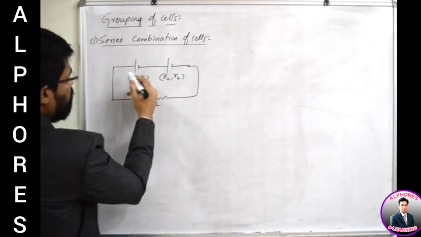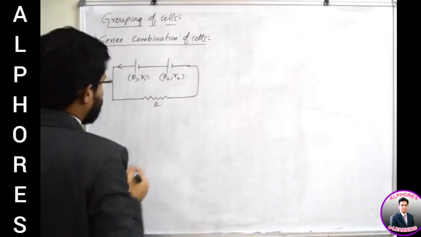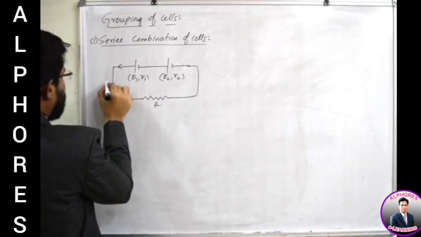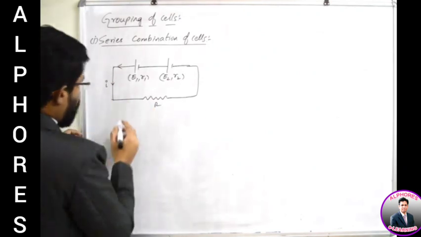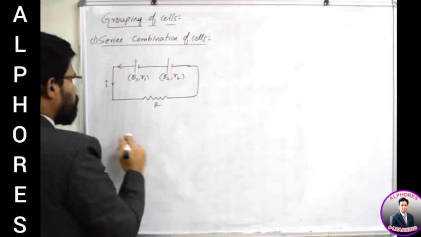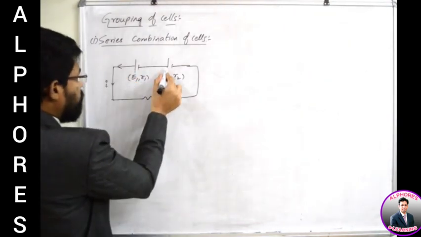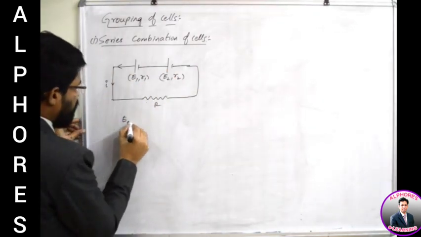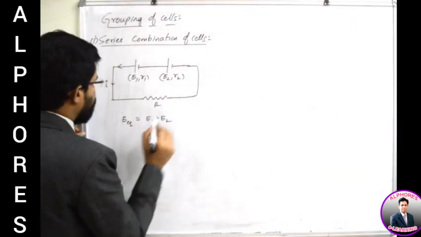Now both the cells, since they are connected in series like this, with negative terminal connected to positive terminal, the current will be like this. Let the current in the circuit be I. If I want to find the effective EMF offered by these two cells, since both the cells are trying to maintain the current along the same direction, they are not opposing each other. This one is trying to maintain the current along this direction, and this one is also trying to maintain the current along the same direction. So here the effective EMF, or equivalent EMF, can be written as E1 plus E2.